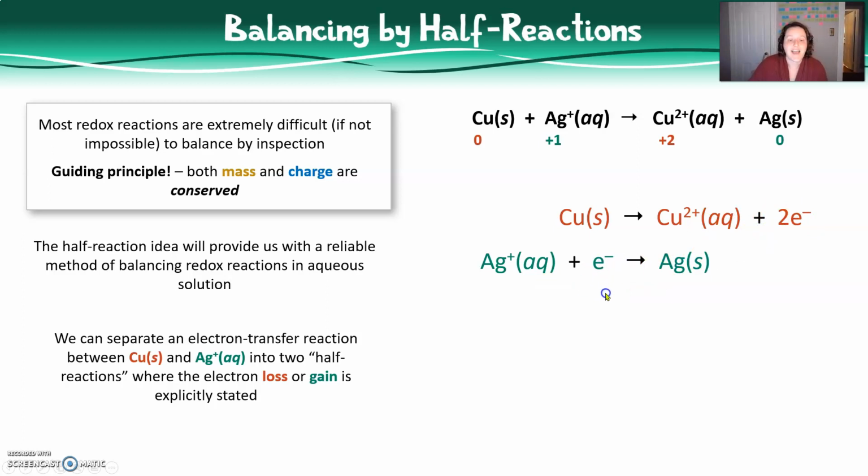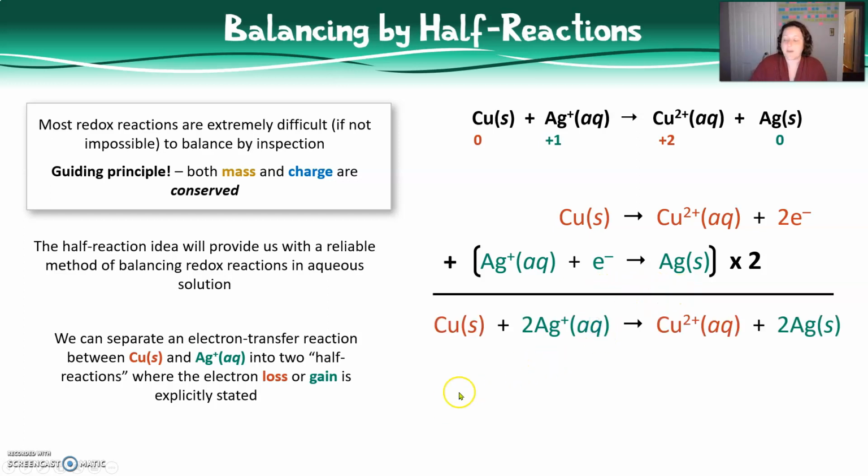So since we can't have a leftover electron floating around, we need 2 silver ions so that both of the electrons lost by the copper have somewhere to go. By multiplying the silver reduction half reaction by 2 and then combining both half reactions, the final balanced overall reaction is determined. When combining the 2 half reactions, anything that is the same on the reactants and product side cancels out. So the electrons cancel out, which is why they aren't included in the overall balanced reaction.